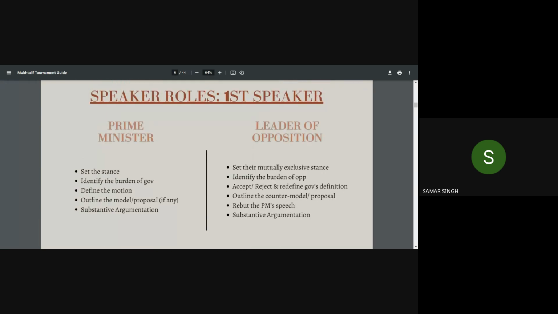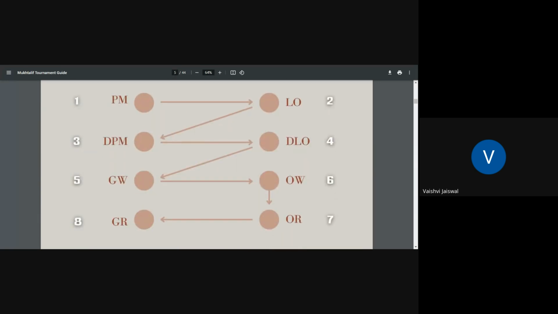Are there any doubts by anyone else? Sir, what is the eighth speech? GR means government reply. OR means opposition reply. No, sir, I am asking what the eighth speech is about. Okay, reply speech.